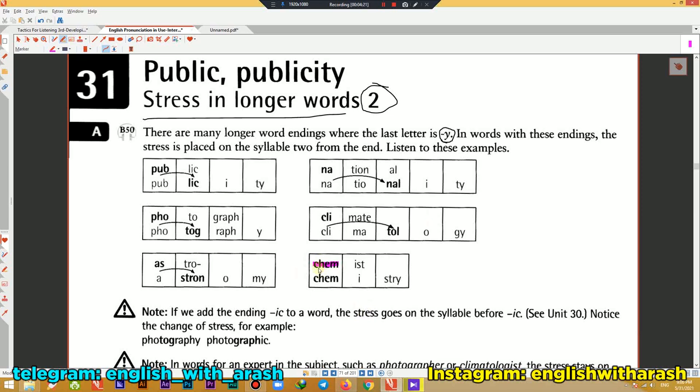The stress is again on chem. Chemist, chemistry, both of them stress is here, but all the other parts, when you take a look, you see that the stress is changing. For example, climate and climatology, photograph, photography, or here astronomy.